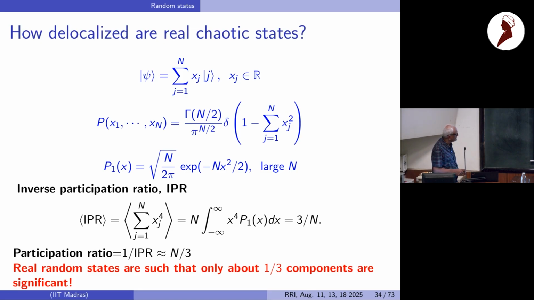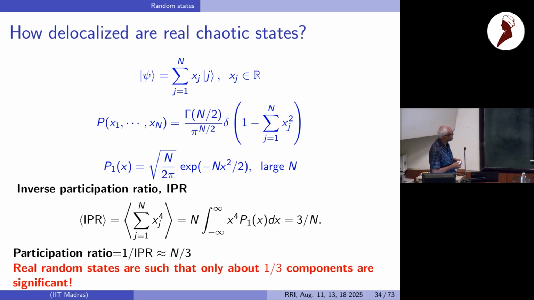What is the meaning of this inverse participation ratio? It means that the inverse of it, which you can call the participation ratio, is 1/3 of n. And it means that a real random state is such that only about 1/3 of the components are significant. After all, if you have an n-dimensional state, all n of them could be significant. So all of them can be 1 by n, for example, or 1 by square root of n, so that the normalization is preserved.